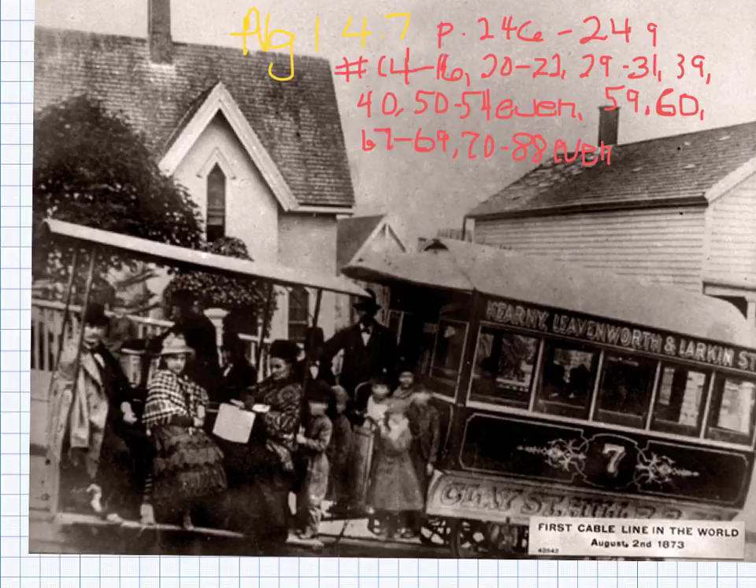And we could actually use this. You don't get assigned this problem, but there is a problem that involves cable cars, but I didn't assign it to you. Your assignment is on pages 246 to 249. It's number 4 through 14. That's kind of hard to read. This is 14 through 16, 20 through 22, 29 through 31, 39, 40, 50 through 54 even, 59, 60, 67 through 69, 70 through 88 even. And again, that's 14 to 16 up there that looks kind of gobbledygook.